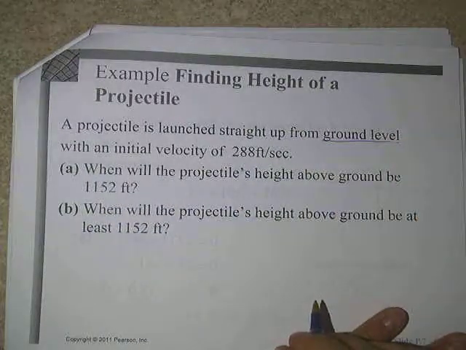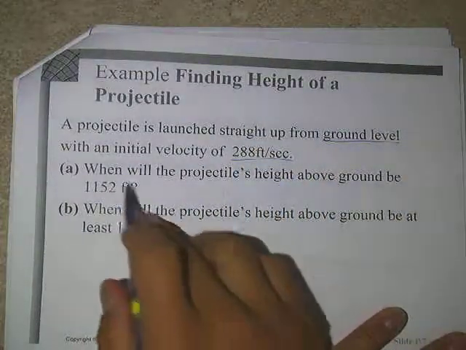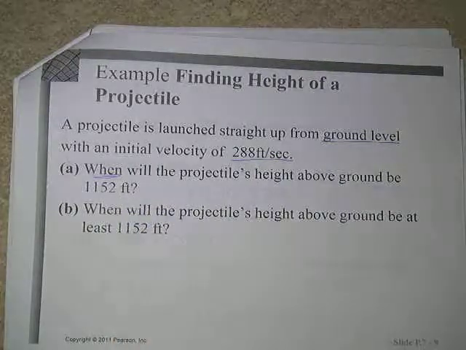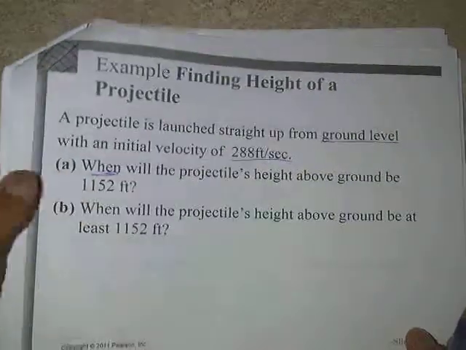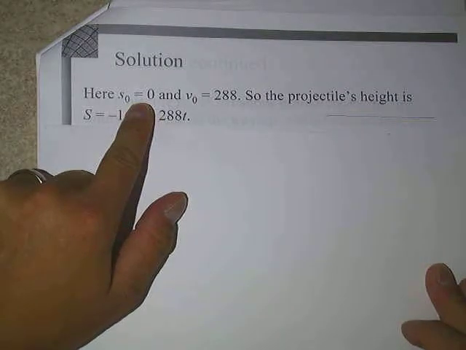And in this particular case, they told us that the projectile is launched straight up from ground level. So our initial position is on the ground, and the initial velocity is 288 feet per second. And we want to know when will the projectile's height be above the ground 1,152 feet. So the first step is going to be, let's write the equation.